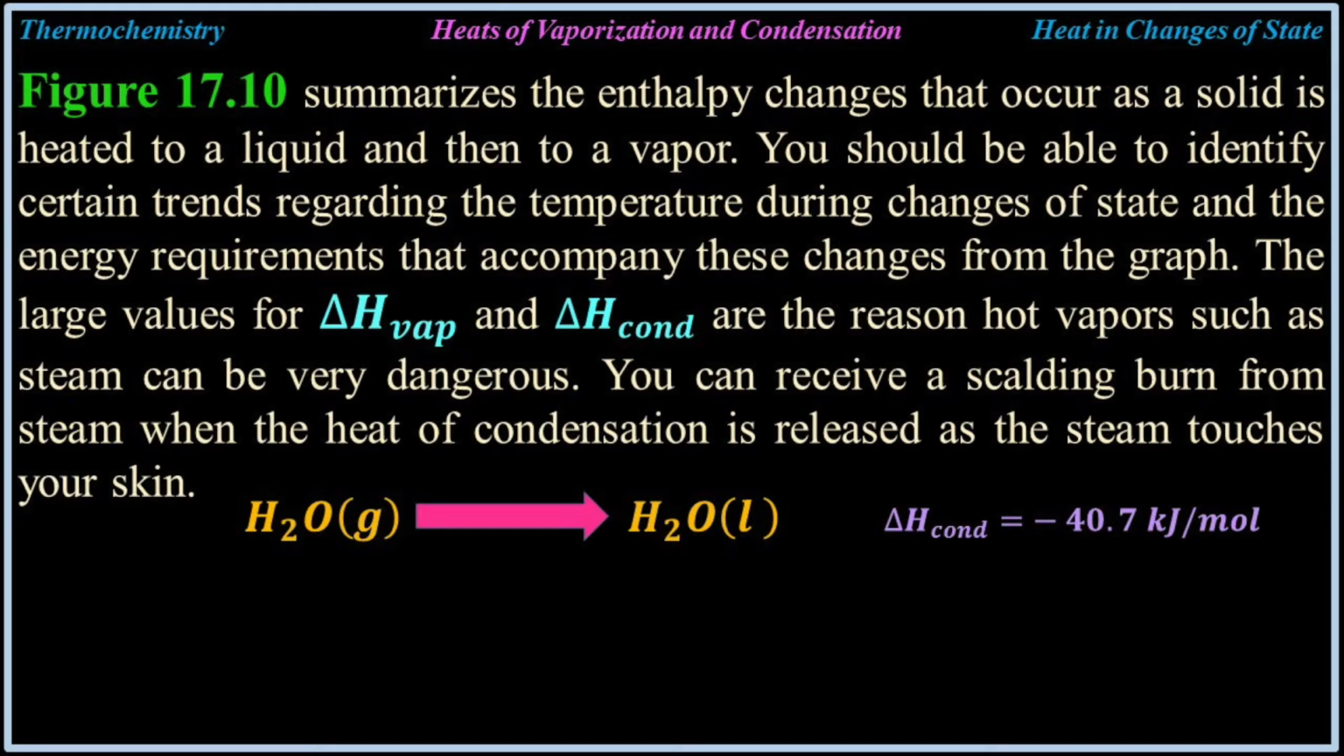The large values of delta H vaporization and delta H of condensation are the reason hot vapors such as steam can be very dangerous. You can receive a scalding burn from steam when the heat of condensation is released as the steam touches your skin. That is water gas to water liquid with the delta H of condensation of negative 40.7 kilojoules per mole.